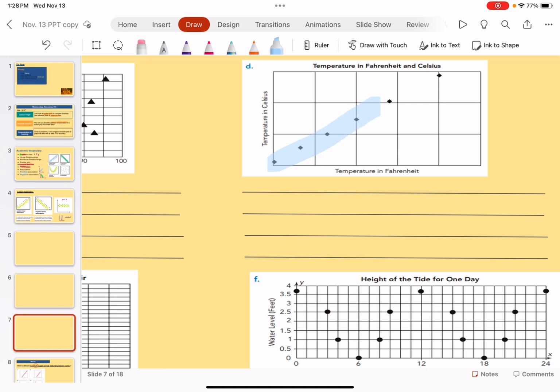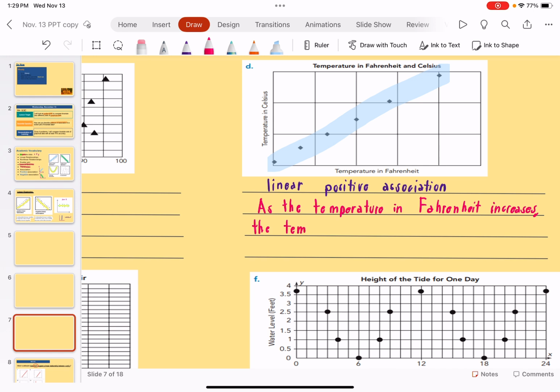So I'm going to draw my trend line. And you can see this is a strong association, right? Because I can make a straight line that goes through all the points. So I know that this is linear, and I also know that it's positive. Okay, so along my x-axis is the temperature in Fahrenheit. So as the temperature in Fahrenheit increases, the temperature in Celsius also increases.